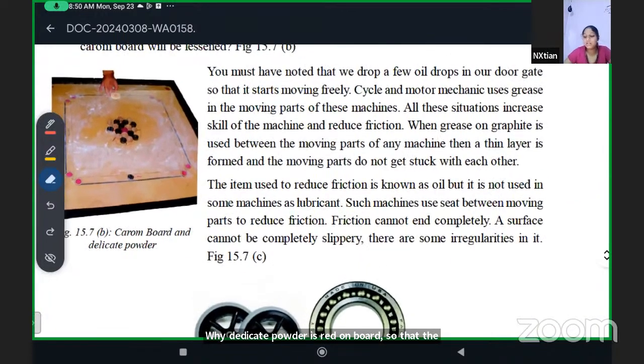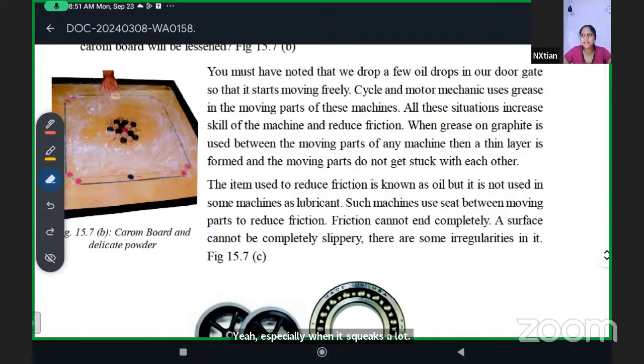You must have noted that we put a few drops of oil in our door gate so that it starts moving freely. Oiling of the doors, have you heard? Oiling of the door joints. We do oiling of the door, especially when it squeaks a lot.